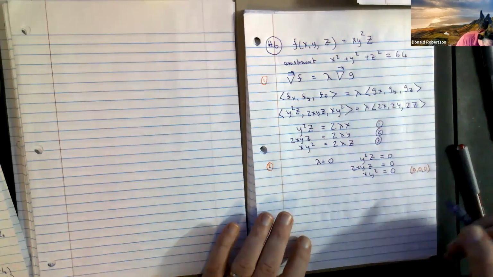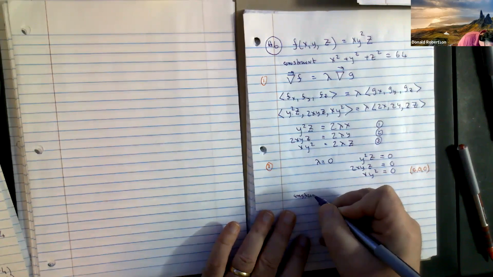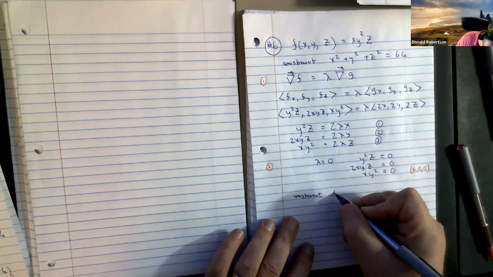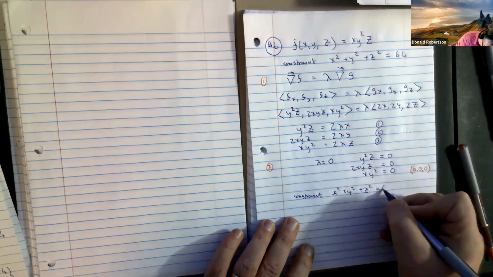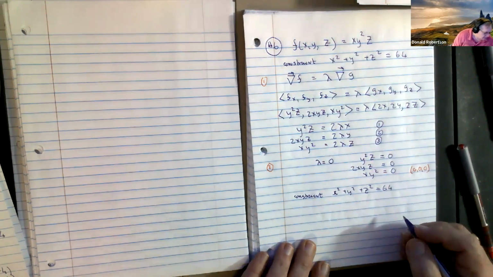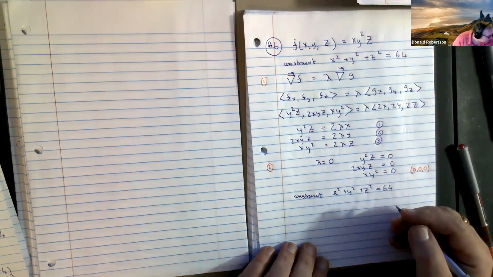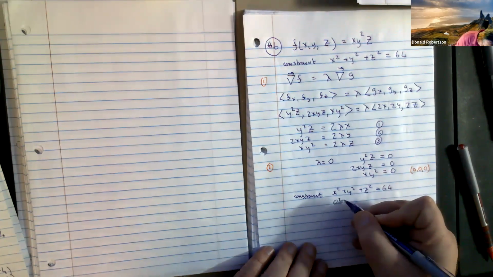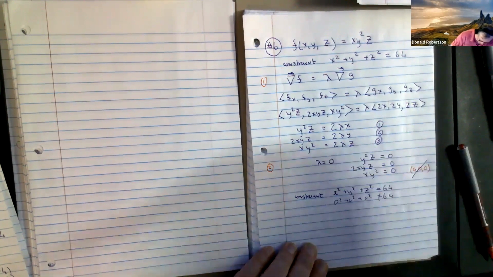Now, does that work for my constraint? Well, according to the constraint, x squared plus y squared plus z squared should equal 64. And that's not going to work. I'm just checking my answers here if I can. Because 0 squared plus 0 squared plus 0 squared is not 64. So forget it.